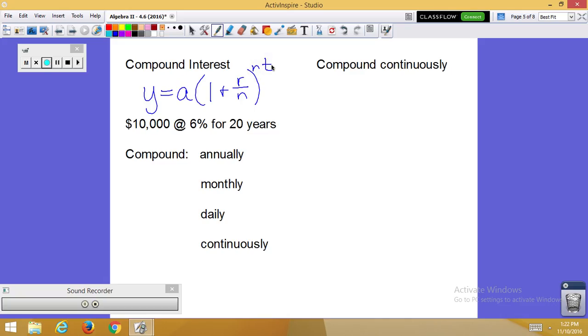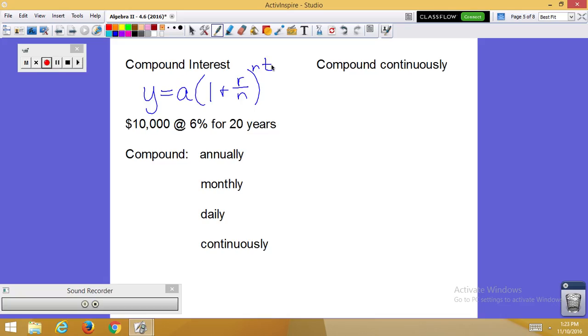Recall from previous instruction that Y is the final amount, A is the initial amount, R is the rate, T is the time, and if we're compounding, N is the number of times per year that we're compounding. Remember, if we're compounding quarterly, N is 4. If we're compounding monthly, N is 12, and so on.